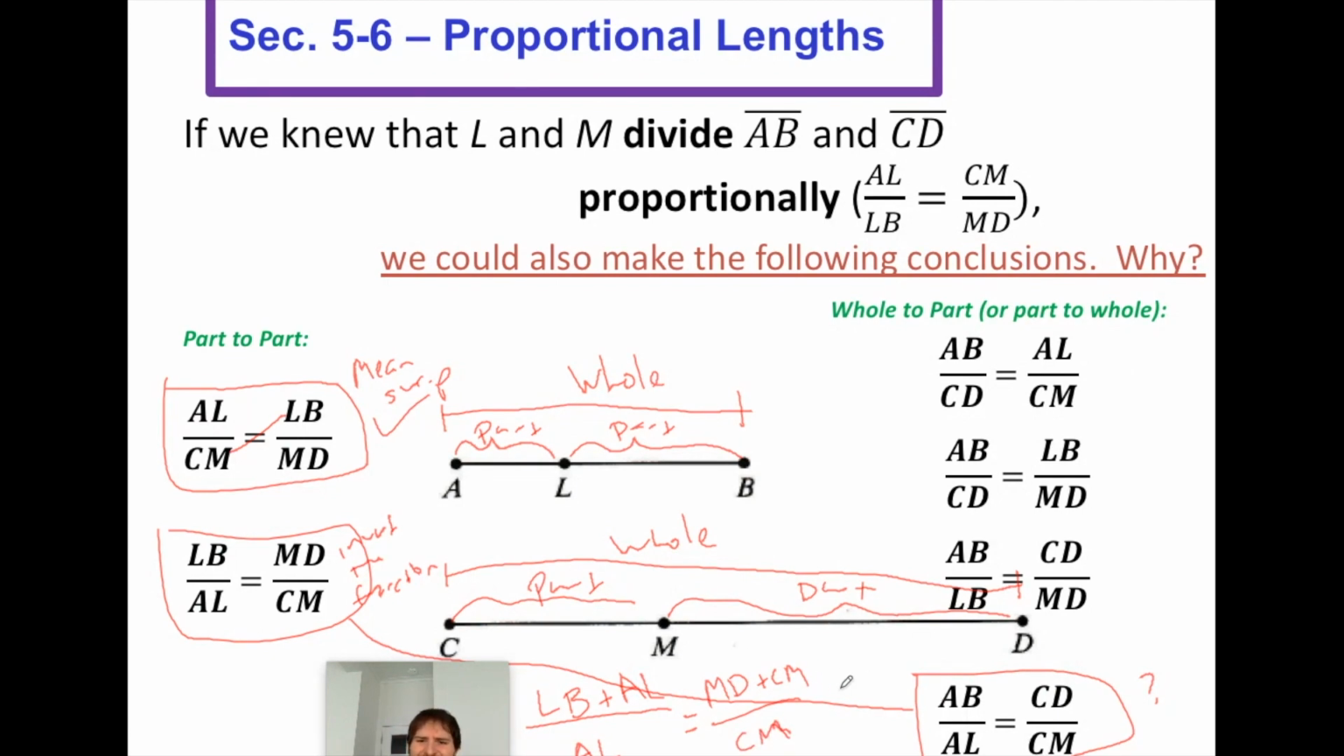How does that connect to this over here? Well, by the segment addition postulate, all of a sudden our numerator is LB plus AL. And what is LB plus AL? LB plus AL equals AB. Part plus part equals whole by the segment addition postulate. And what is MD plus CM? MD plus CM equals CD by the segment addition postulate. So there's my CD, there's my AB, and this is true. The key way to get there was the denominator add. Okay, denominator add. All right, let's keep jamming, guys.